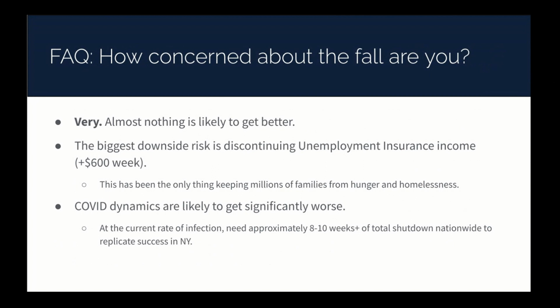And then the COVID dynamics are not looking good, and even if a vaccine becomes available in the fall or winter, it's going to take a lot longer to get it out to the community. So we're trying to norm people as much as we can to how much worse things are likely to get, and would encourage you all to begin doing the same.